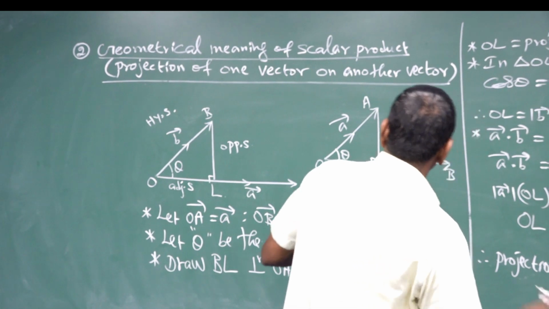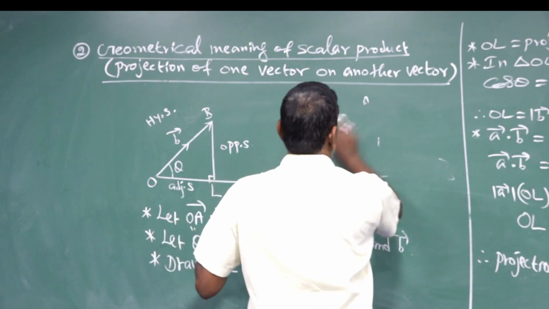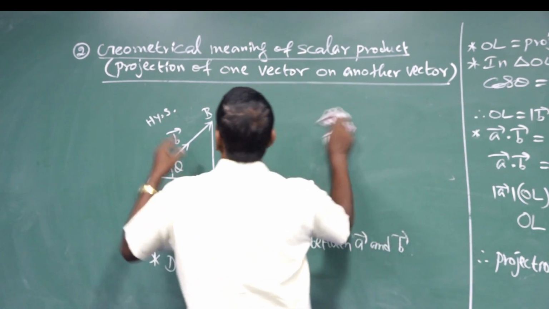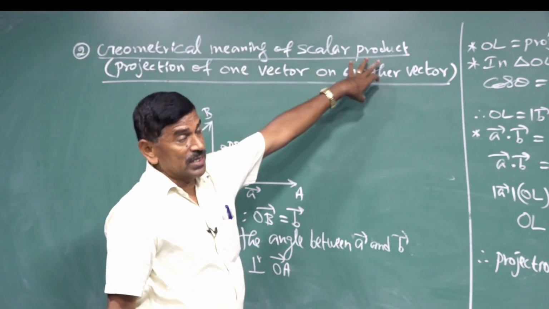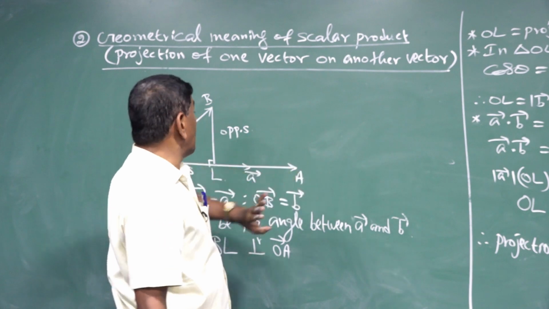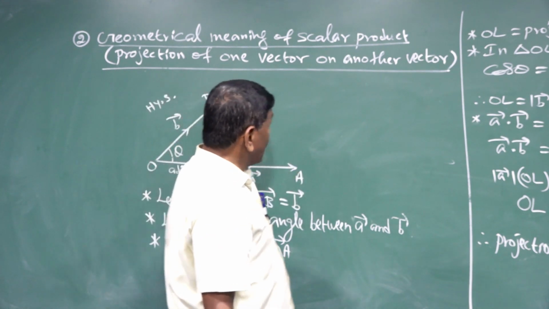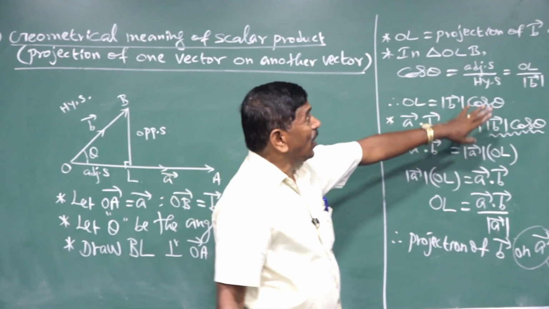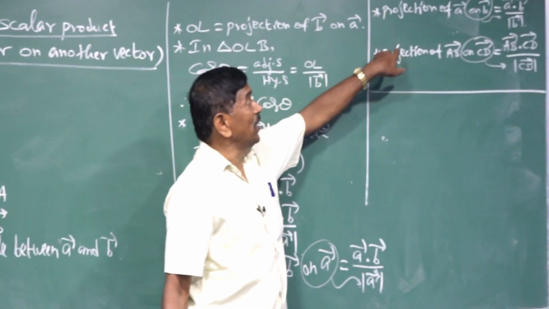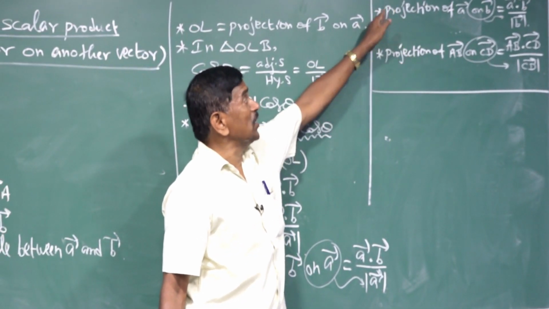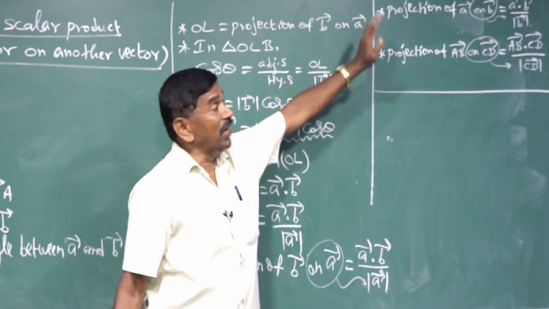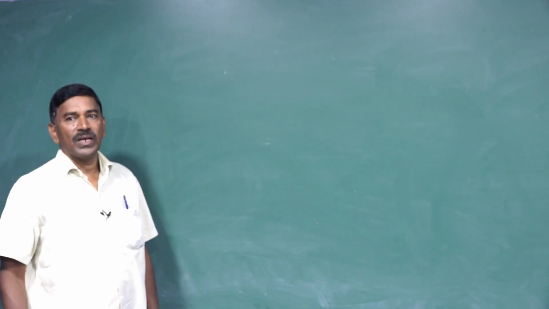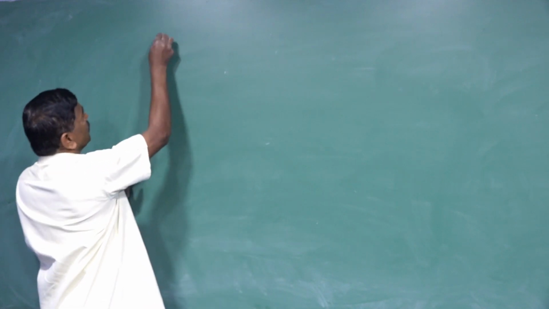So this diagram only, suppose it is a 3 mark question: derive geometrical meaning of scalar product. Derive geometrical meaning of scalar product means say the diagram and this derivation fully. The last two are not needed because they are formulas, new formulas, which are basic. Using this basic we are writing 2 more formulas. Children, listen.